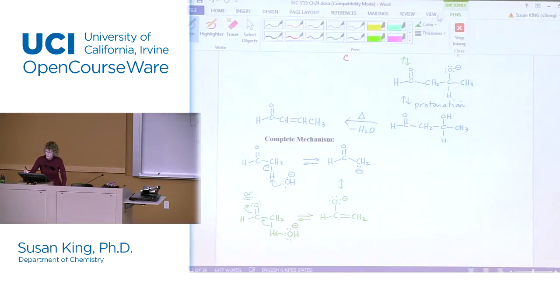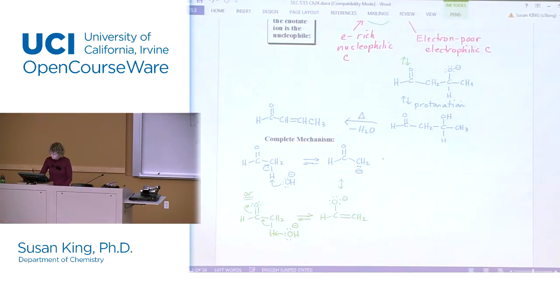Now we've made our nucleophilic carbon, and now we're going to attack an electrophilic carbon. That means we're going to attack the aldehyde that has not been deprotonated, because once we deprotonate the aldehyde, we turn it into a nucleophile. We're not going to have a nucleophile attack a nucleophile. So we want to attack a carbonyl that has not been deprotonated. Electrons are going to come from the lone pair on carbon. We're going to attack the carbonyl carbon. We're going to kick electrons up onto oxygen.